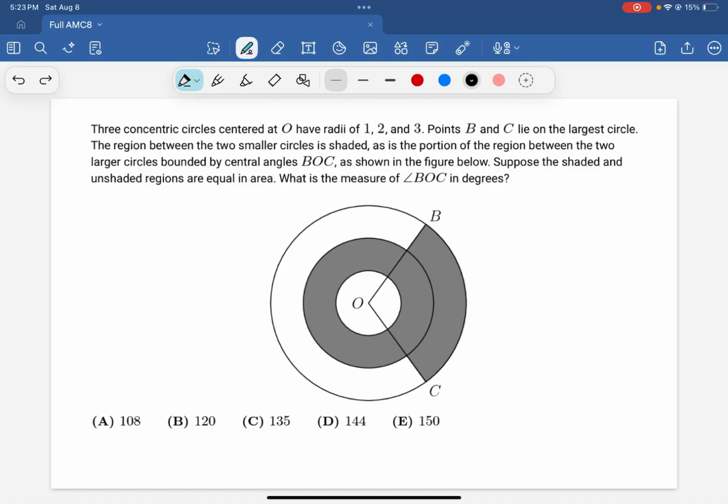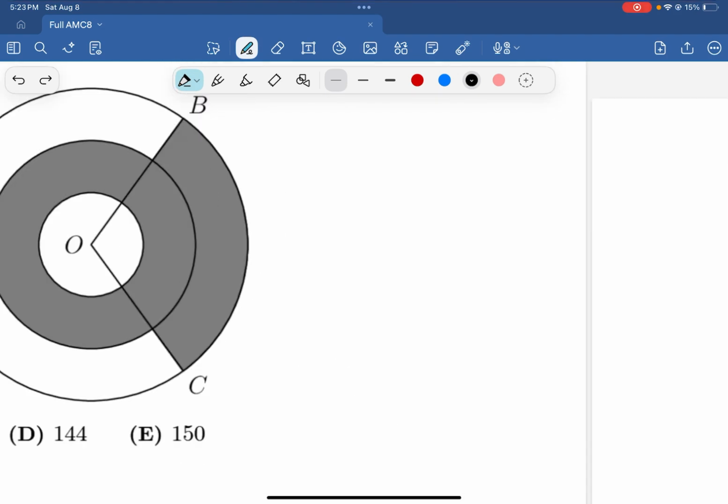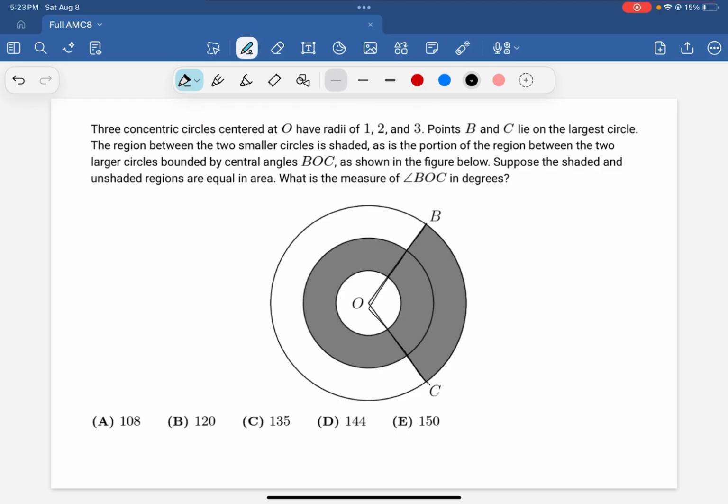Three concentric circles centered at O have radius 1, 2, and 3. Points B and C lie in the largest circle. The region between the two smaller circles is shaded, as is the portion of the region between the two larger circles, bounded by central angle BOC, which is here. Suppose the shaded and unshaded regions are equal in area. What is the measure of BOC in degrees?